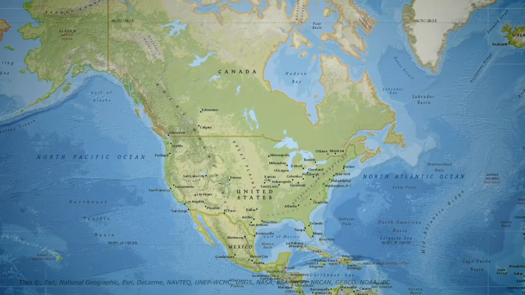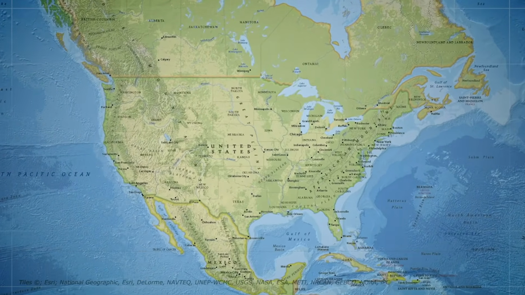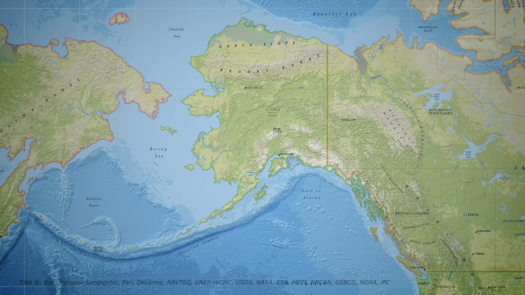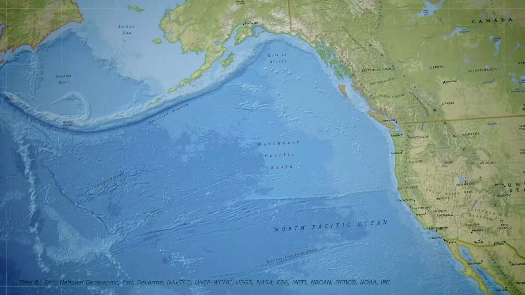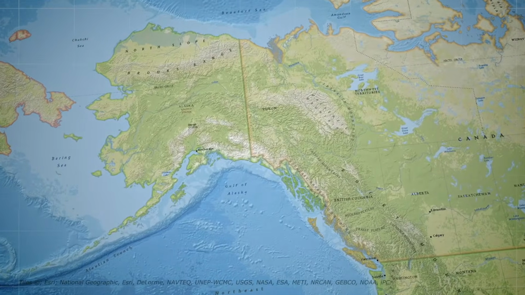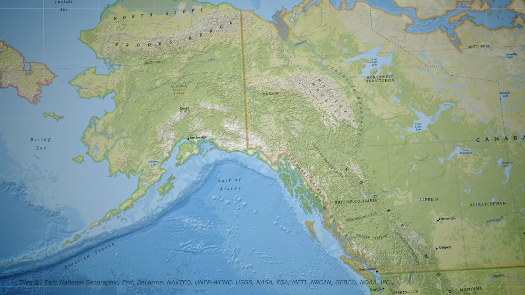Besides the 48 contiguous states that occupy the middle latitudes of the continent, the United States includes Alaska at the northwestern extreme of North America and Hawaii in the mid-Pacific Ocean. Alaska is 500 miles north of Washington state. To get there, you must fly or drive through Canada. It is the largest state in the United States.